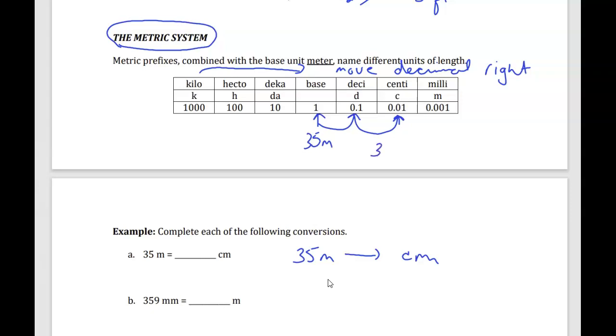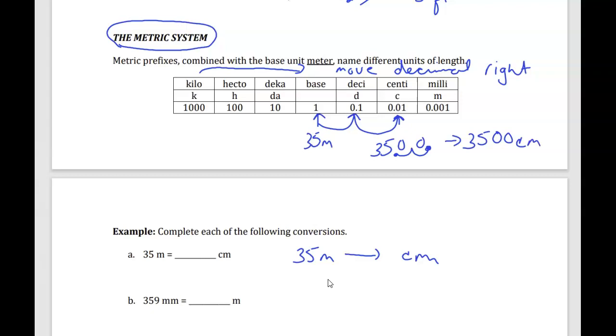So that means I'm going to start with 35. The decimal starts out here because I don't have a decimal to start out with. So I'm jumping 1, 2. My decimal now becomes here. If there's not a number there, I fill in with zeros. So this now becomes 3,500 centimeters.